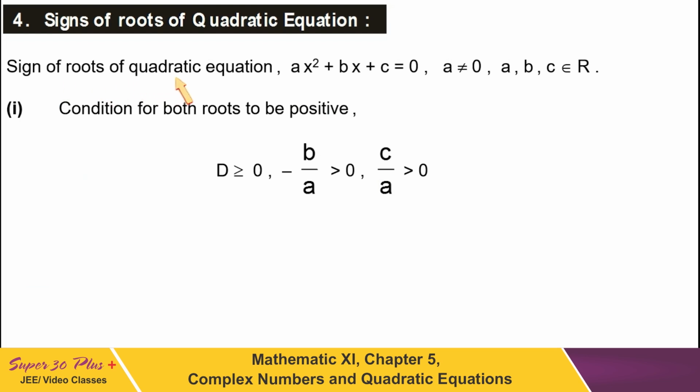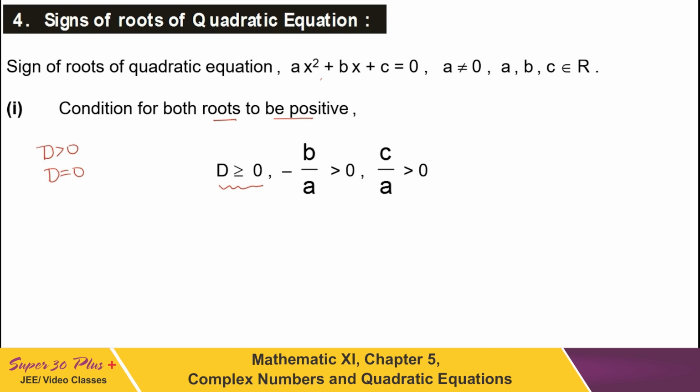Sign of roots of quadratic equation: ax square plus bx plus c, where a is not equal to 0 and a, b, c are real numbers. First condition: both roots are positive. Then roots are distinct or maybe equal, so we can say D is greater than or equal to 0, because for distinct roots D is positive and for equal roots D is equal to 0.